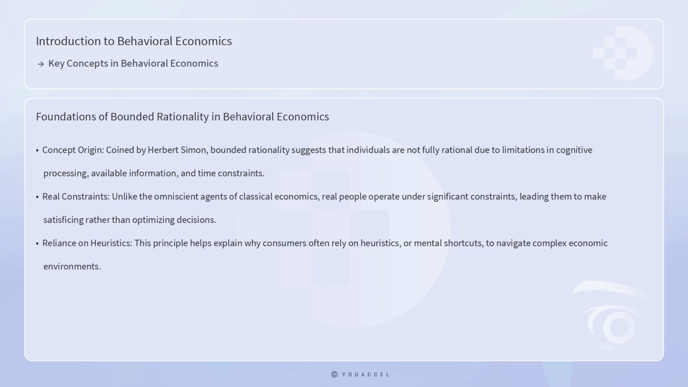One of the foundational concepts in behavioral economics is bounded rationality. Coined by Herbert Simon, bounded rationality suggests that individuals are not fully rational due to limitations in cognitive processing, available information, and time constraints. Unlike the omniscient agents of classical economics, real people operate under significant constraints, leading them to make satisficing rather than optimizing decisions. This principle helps explain why consumers often rely on heuristics or mental shortcuts to navigate complex economic environments.